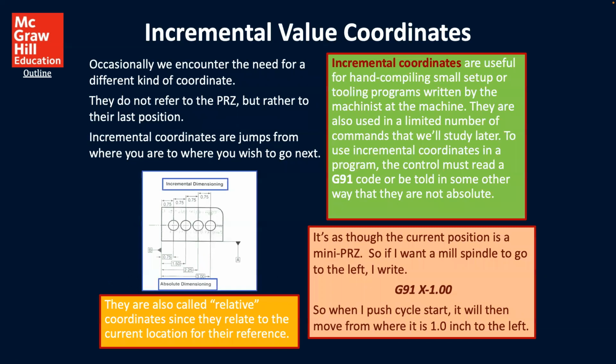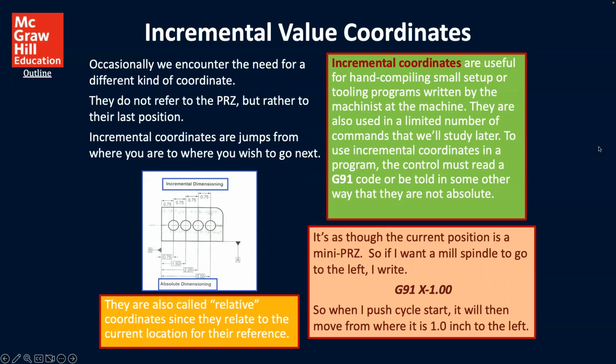So for incremental value coordinates, occasionally we encounter the need for a different kind of coordinate. They do not refer to the PRZ, but rather to their last position. So you have a relative positioning scheme that's possible. Incremental coordinates are jumps from where you are to where you wish to go next. These are also called relative coordinates since they relate to the current location for the reference. Incremental coordinates are useful for hand compiling small setup or tooling programs written by the machinist at the machine. They are also used in a limited number of commands that we'll study later.